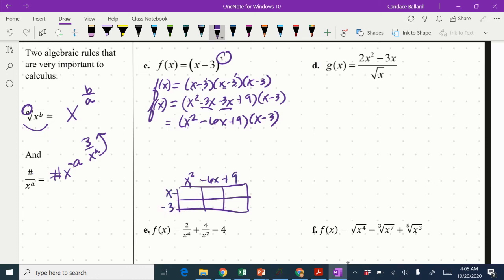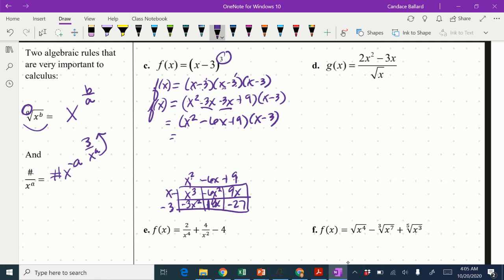So x times x squared is x cubed. X times negative 6x is negative 6x squared. X times 9 is 9x. Negative 3 times x squared is negative 3x squared. Negative 3 times negative 6 is positive 18x. And negative 3 times 9 is negative 27.